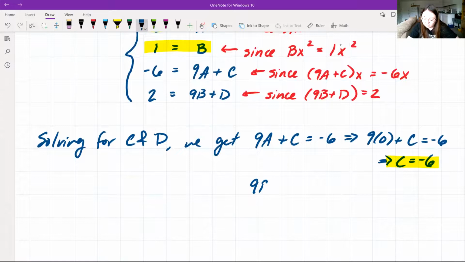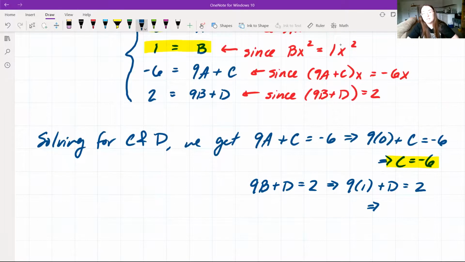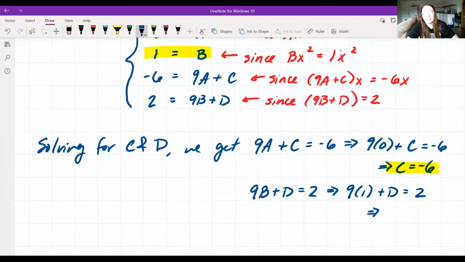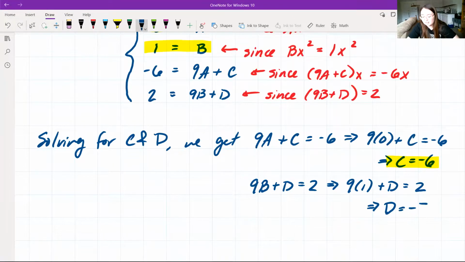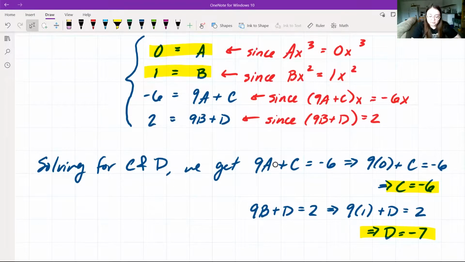Then for d, we have 9b plus d is equal to 2, where b is equal to 1, so we have 9 times 1 plus d is equal to 2. So that's 9 plus d is equal to 2. 2 minus 9 is going to be negative 7, so d is equal to negative 7. And there we have it. We've solved for our values of a, b, c, and d, which are not our final answers.